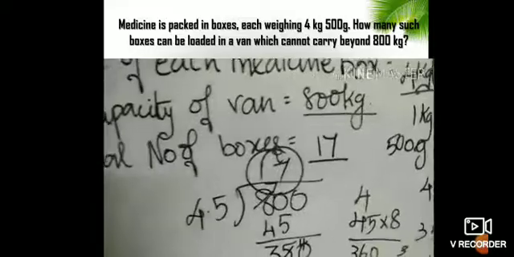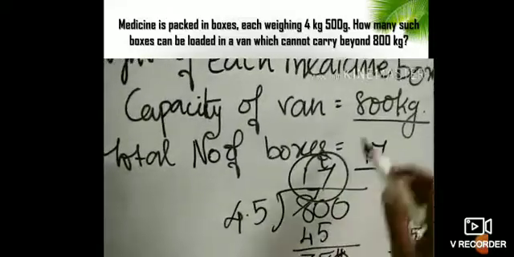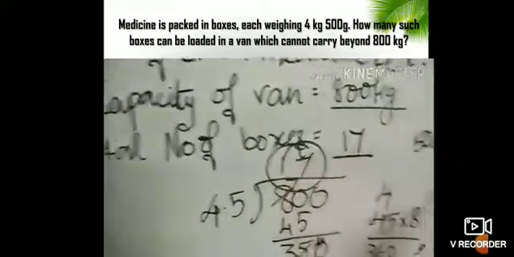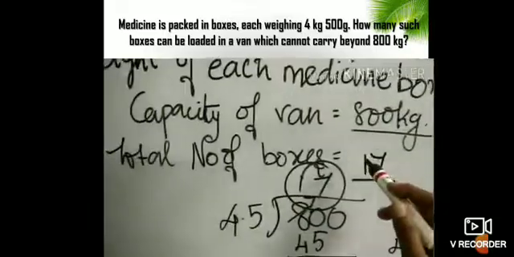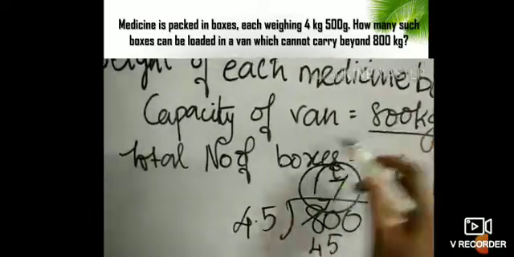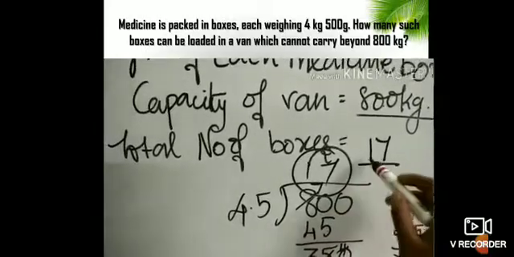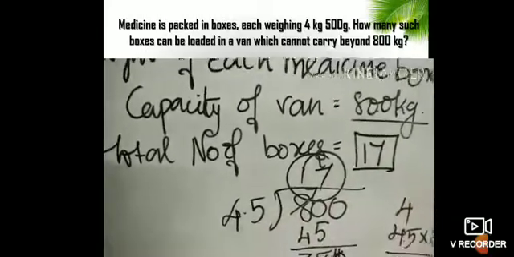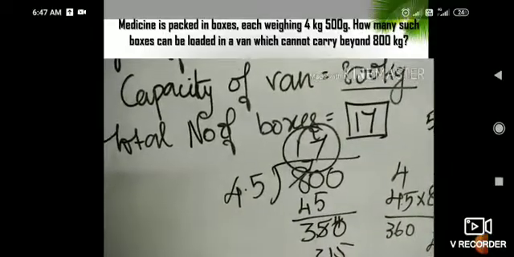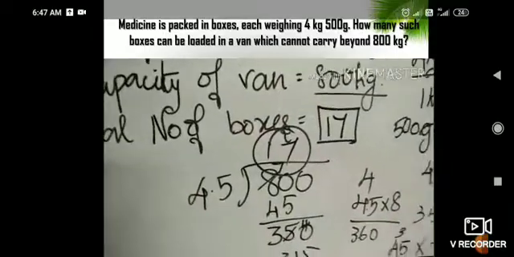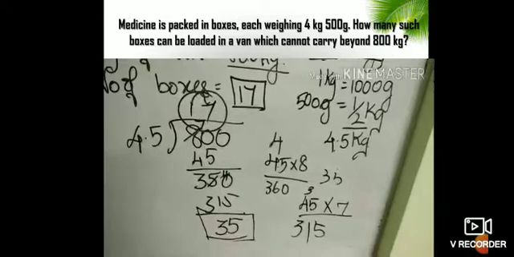To find the number of boxes, I divide the total capacity of the van by this 4.5, that is 800 divided by 4.5. Totally I got 17 boxes. Okay, 35 grams for the remaining medicines.